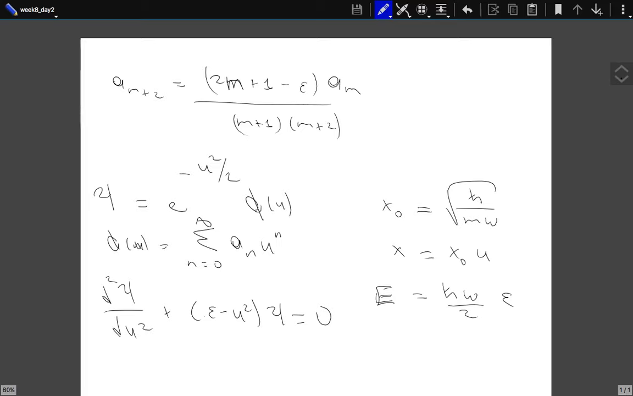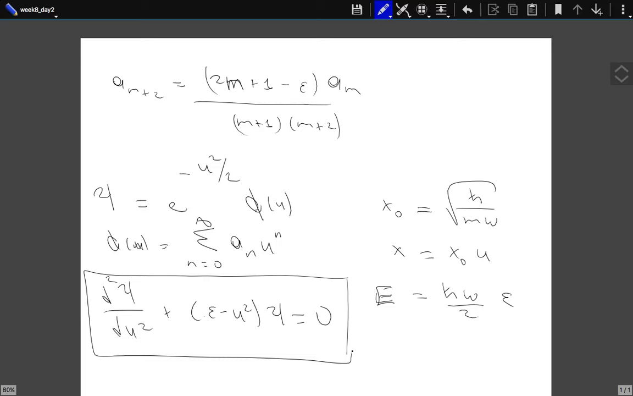Written in terms of these dimensionless constants, or as an equation in terms of the natural units of the problem, like h bar omega and x0, this is the harmonic oscillator equation that we need to solve. Then we said that we are not looking for an arbitrary solution. For any epsilon, this equation has a solution, whatever the value of epsilon is. But not for every value of epsilon is the solution normalizable. That is what causes the discreteness in the energy levels.